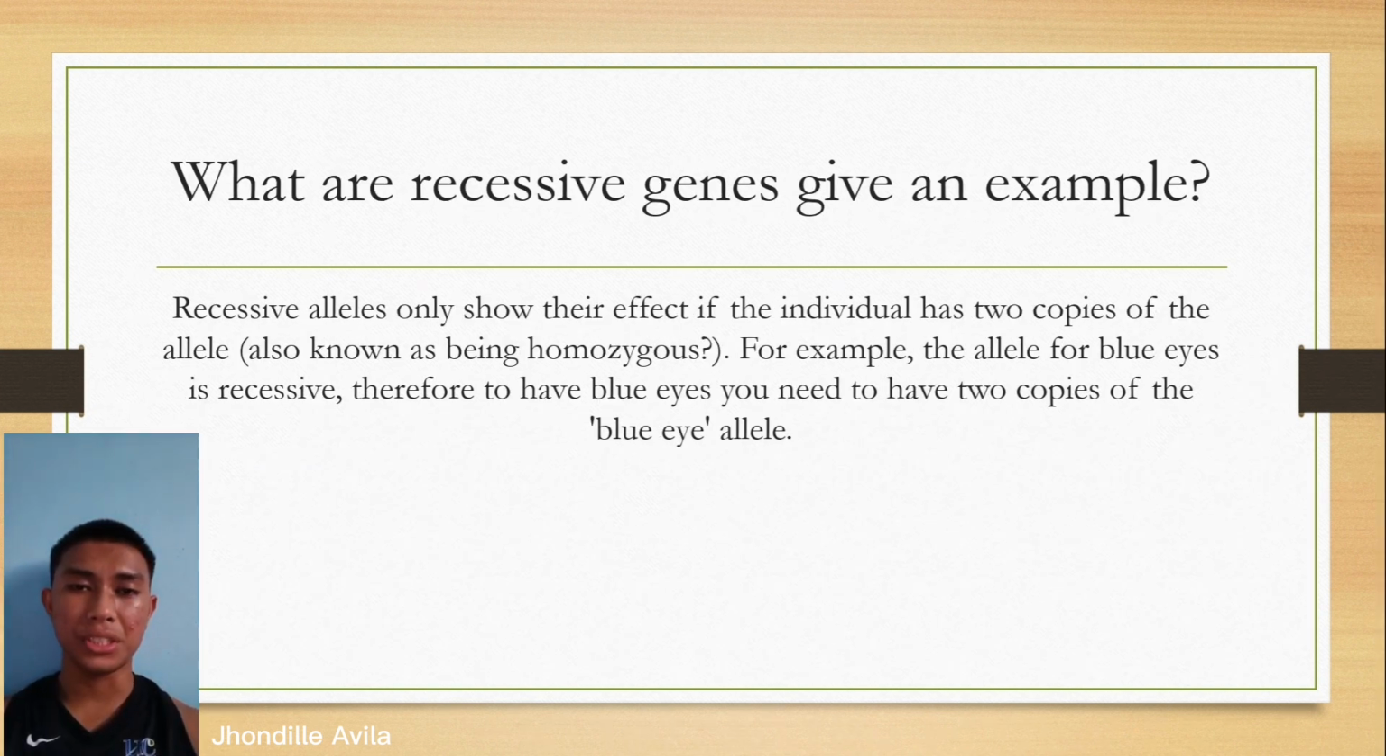Example of recessive genes. Recessive alleles only show their effect if the individual has two copies of the allele, also known as being homozygous. For example, the allele for blue eyes is recessive, therefore, to have blue eyes, you need to have two copies of the blue allele.